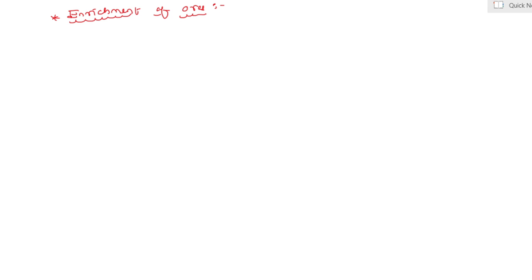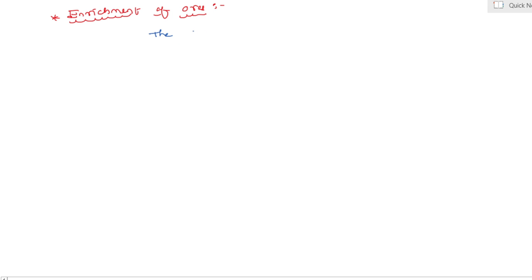Enrichment of ores. Yes. The undesirable impurities like soil, sand, etc. found in ore are called gangue particles or matrix. Removal of gangue from the ore is called enrichment or concentration of an ore. Yes, my dear students, listen here carefully.